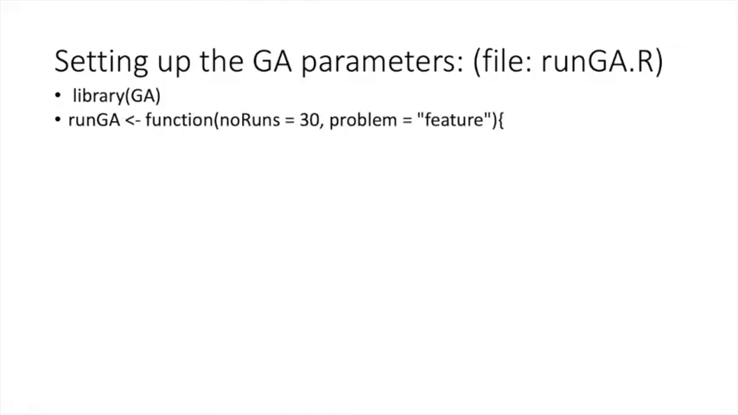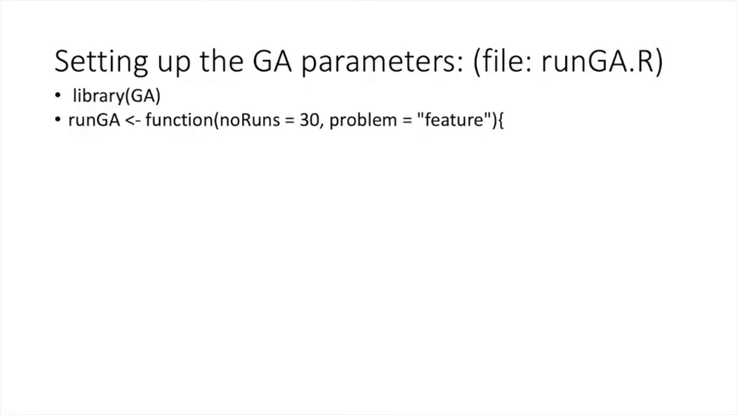Now, the runGA function accepts two arguments. The first argument basically sets up the number of independent runs of GA that you want to conduct. The default value is 30 as it appears on your screen. Remember, a GA is a stochastic method. That means it uses random numbers to make various decisions. And therefore, running a GA, even with identical settings, can still produce different results.